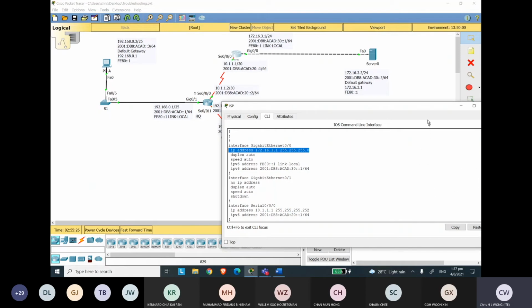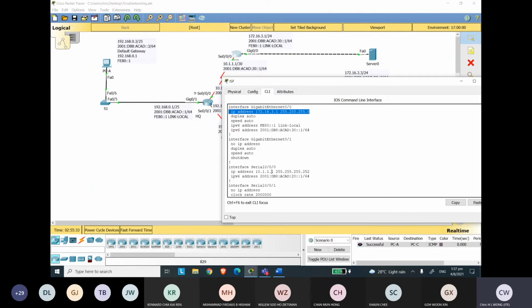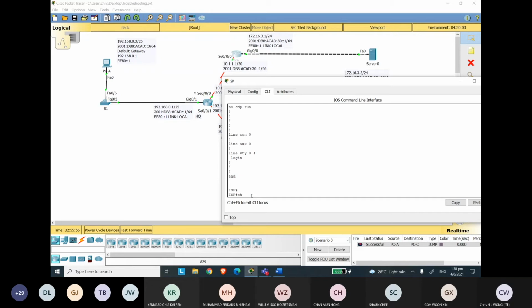Okay, that's good. So we stopped just now at the point of ISP, right? So we have checked the ISP, all the IP addresses. IP address all okay. So we need to check the IP route. Is the IP route okay or not? So you must check. Okay, so everybody type show IP route. So IPv6, right?